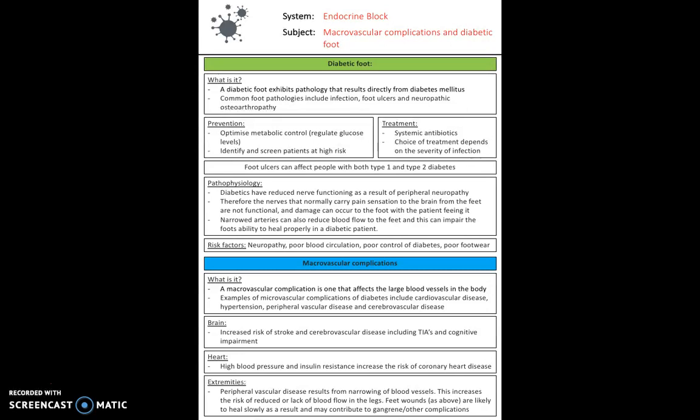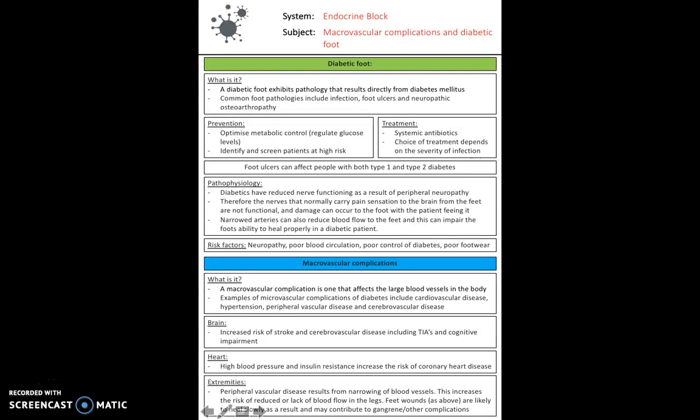Just a little word on macrovascular complications now. So macrovascular complications, just down at the bottom here, this affects the large blood vessels in the body. So retinopathy, neuropathy and nephropathy are all about the smaller blood vessels, the capillaries. Macrovascular complications affect those larger blood vessels, and essentially it can lead to things such as cardiovascular disease, hypertension and peripheral vascular disease. To zone in on three large vessels that are important: for example, with the brain you have an increased risk of stroke, increased risk of TIAs, so transient ischemic attacks, and cognitive impairment.